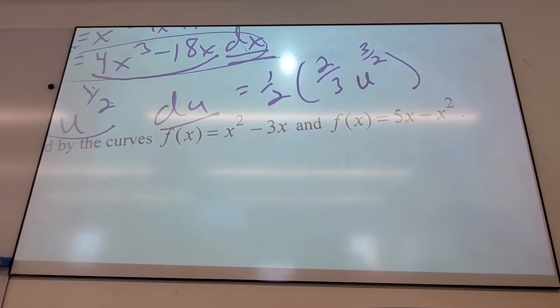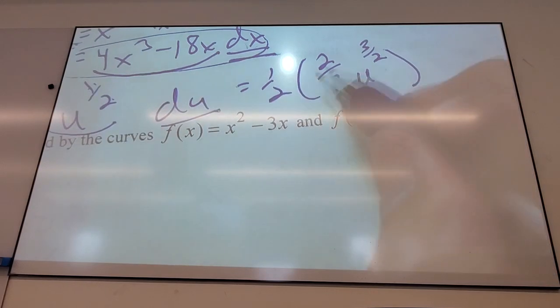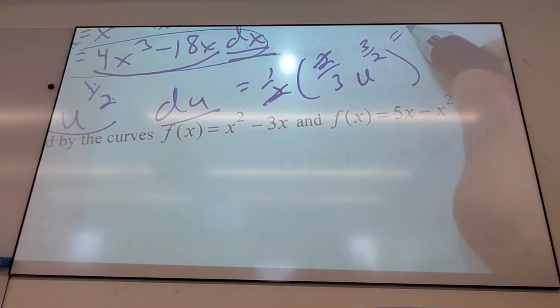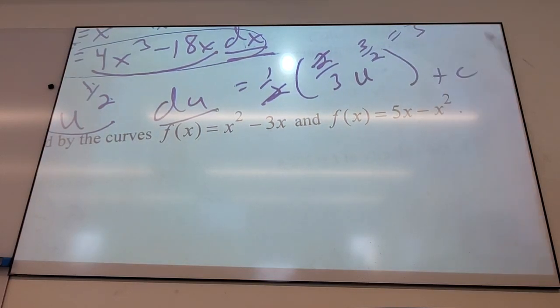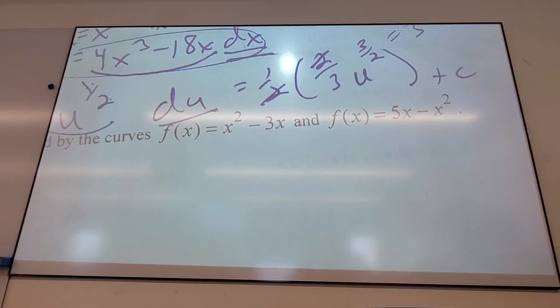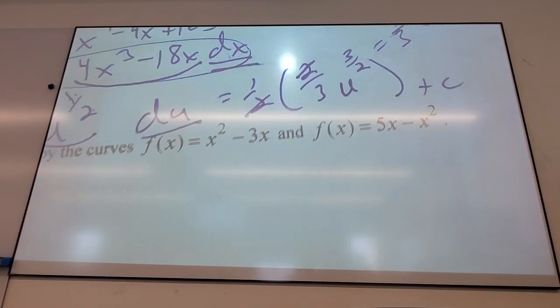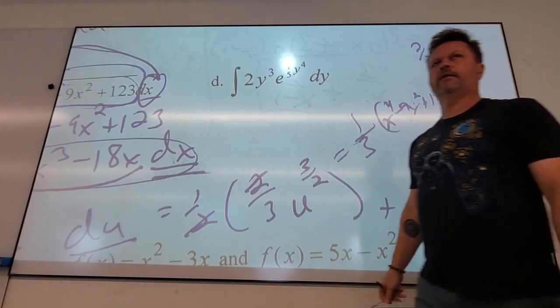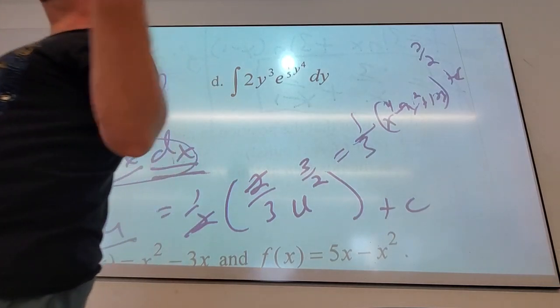If I want to divide by a fraction, I multiply by its reciprocal. I don't want a big freaking fraction-within-a-fraction monster thing. No, just put the reciprocal on front. And then what happens here? The 2's cancel. So I get 1/3 u to the 3/2 plus c, and what was u? U was x to the 4th minus 9x squared plus 123, and so on. If you can't read that, then I got the answer key. I'll give it to you later.